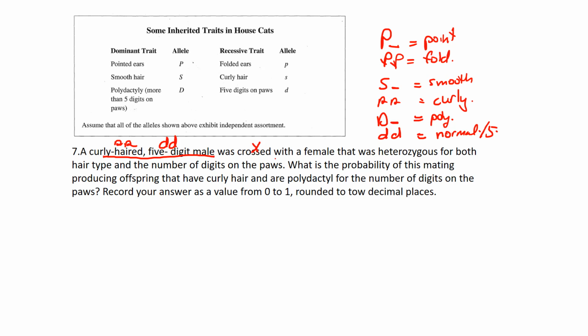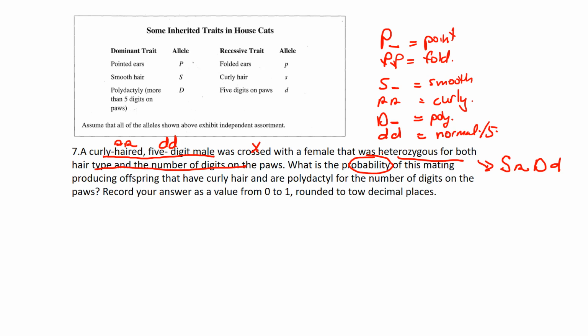He crosses with a female who is heterozygous for both hair type and number of digits on their paws. So I'll just put her on the side here. If she's heterozygous for hair, she has to have a capital S and a little s. If she's heterozygous for polydactyly, she's going to have a capital D, little d. Heterozygous for both those traits. Okay, now, what is the probability?